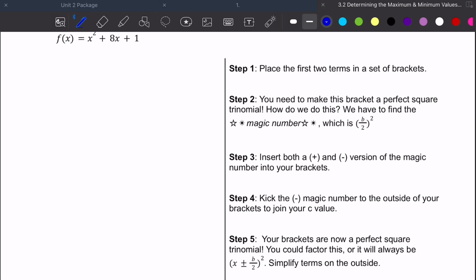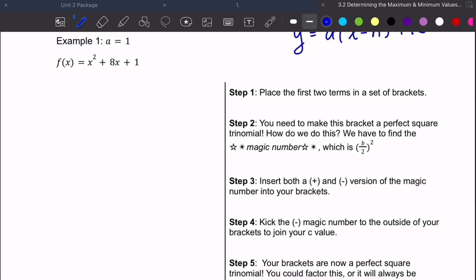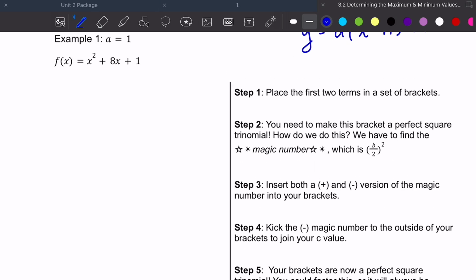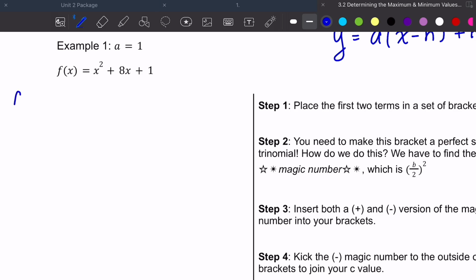But okay, step 1. We're going to do when a is 1 first, so just x squared. Step 1, I'm going to place the first two terms in their own exclusive brackets. That's it. I'm just putting the first two terms in their own brackets.